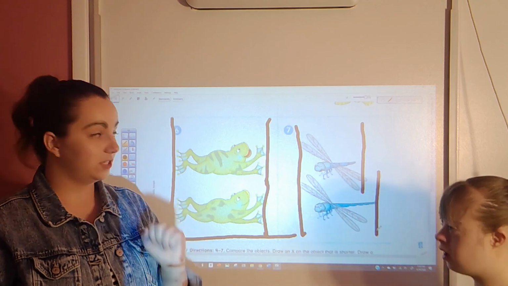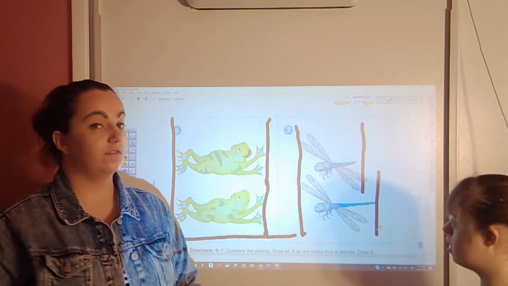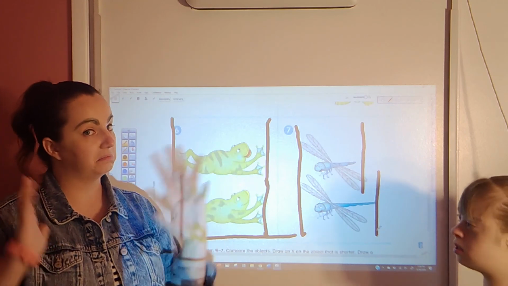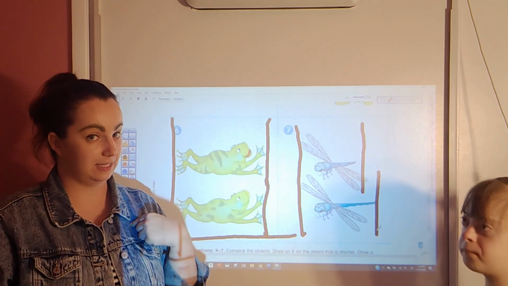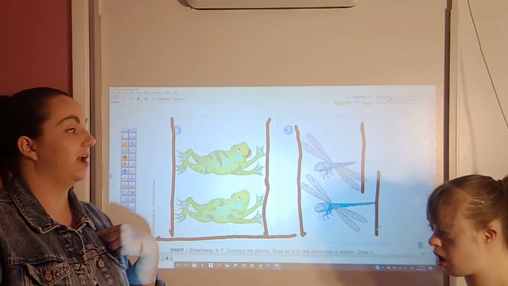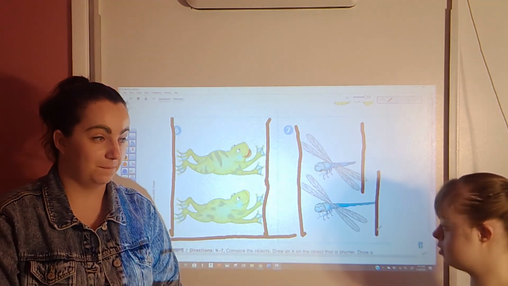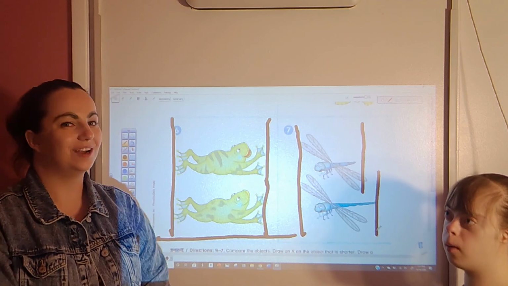Now, it's up to you. Do we have a longer or shorter dragonfly, or are these the same? We're going to give you some think time, finding if a dragonfly is longer, shorter, or if they're the same. We're going to be quiet, give you lots of think time.